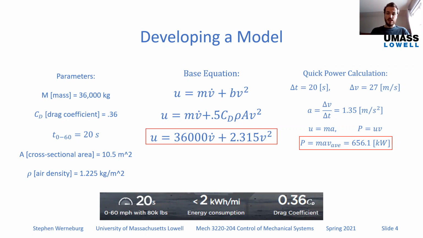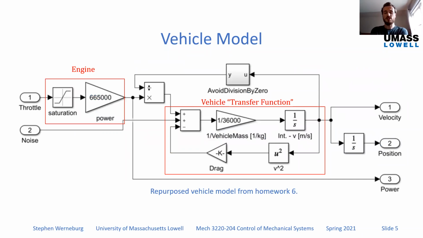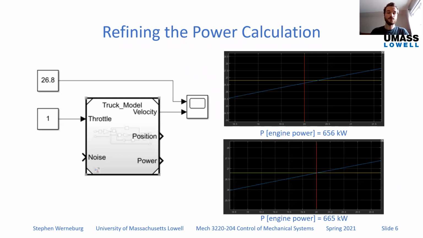Then I took these parameters that I came up with and plugged them into this model, which I started with from homework 6, and then I changed it up to have it do what I wanted. So my parameters are in here: the power, the vehicle's mass, and the damping coefficient. As inputs, I can input the throttle position and also noise as a force. And as outputs, I get the vehicle's velocity, position, and the engine power.